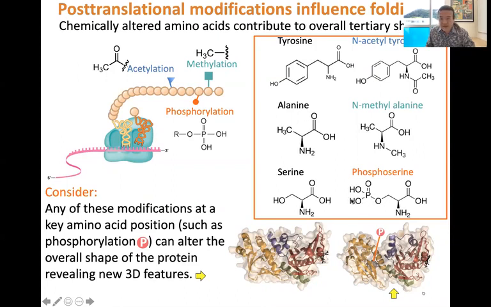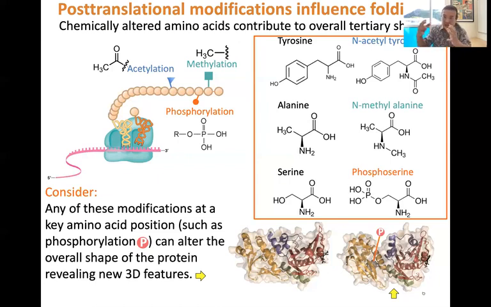Or these functional groups can be added to the R group of the amino acid. So in this case, a phosphate group added to the R group of serine, so it becomes phosphoserine. And we said that once you do that, that would potentially alter the tertiary structure of the protein, because now the original shape was just all due to the R groups, just being left alone by themselves, interacting.